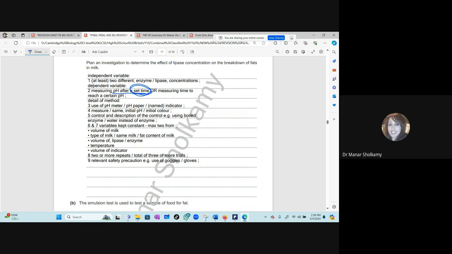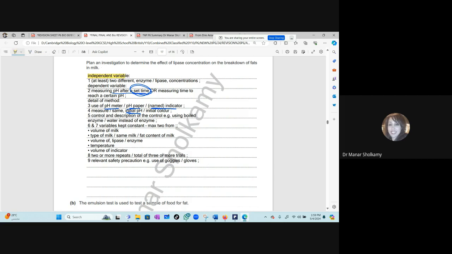The detail of the method: you will use a pH meter, it's okay. pH paper, named indicator, liquid indicator, or a universal indicator, correct. And you will measure the same starting pH, it has to be the same. And then you will measure the decrease in pH after a certain amount of time. Good? See, again, I did not make it up. This is copy pasted. Trust me, this is copy pasted.